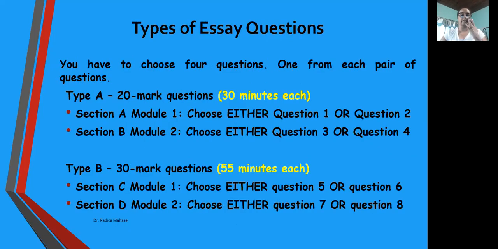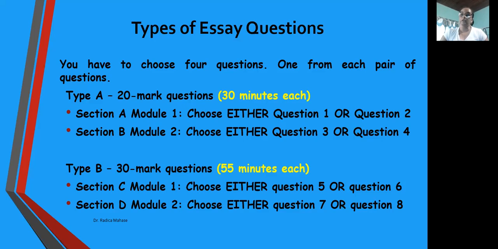Okay, so this is what it looks like. You have to choose 4 questions, 1 from each pair of questions. So type A, that's the 20-mark questions. Section A, module 1, you choose either question 1 or question 2. Section B questions are based on module 2. You choose either question 3 or question 4. And then you have the type B questions, which are 30 marks. Section C, module 1, choose either question 5 or 6. And then section D questions, which are based on module 2, you choose either question 7 or question 8.